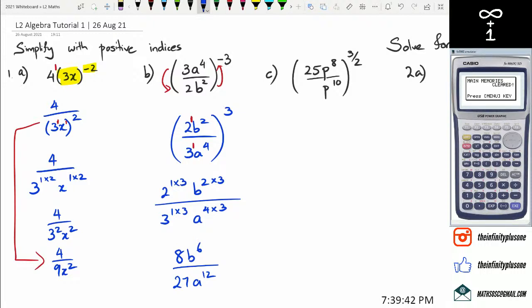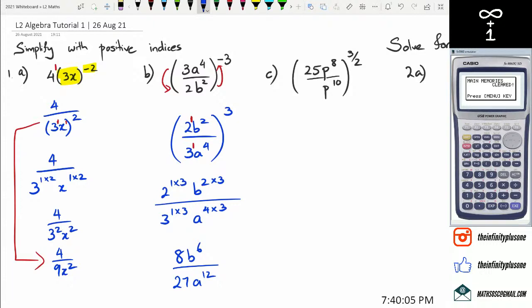Okay, now we go to question C. So question C is a little bit different. And again, with question C, you can actually do it multiple ways. You could expand the bracket, like bring the power inside the bracket first, or you could simplify whatever's inside the bracket first.